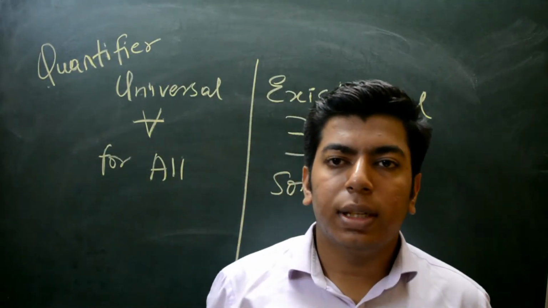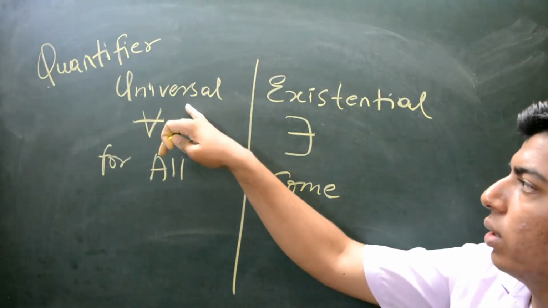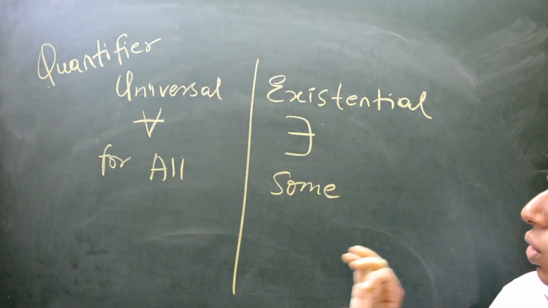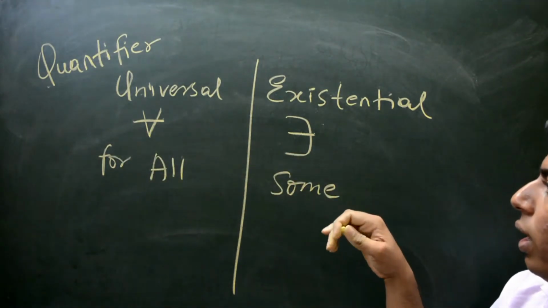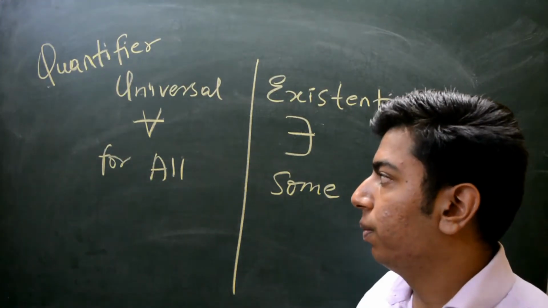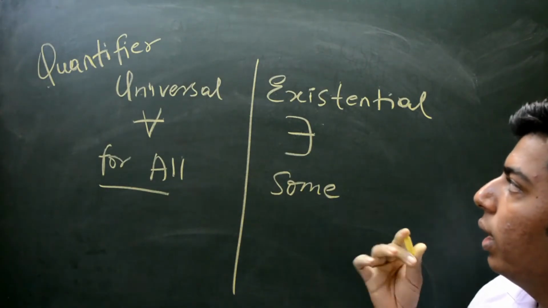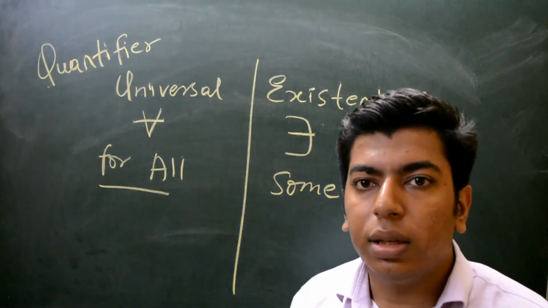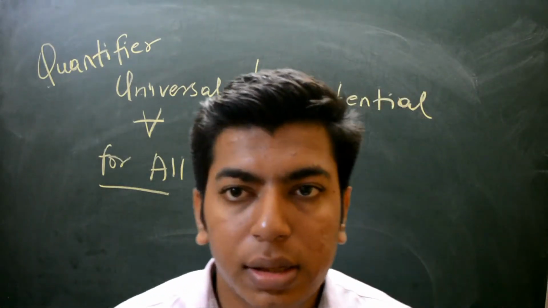So the next topic is quantifiers. There are two types of quantifiers. One is the universal quantifier and another one is the existential quantifier. The universal quantifier is denoted by this kind of symbol, and the existential quantifier is denoted by this kind of symbol. Universal means for all, for each and every one. Existential means for some values it is satisfying. So we will take their examples here.